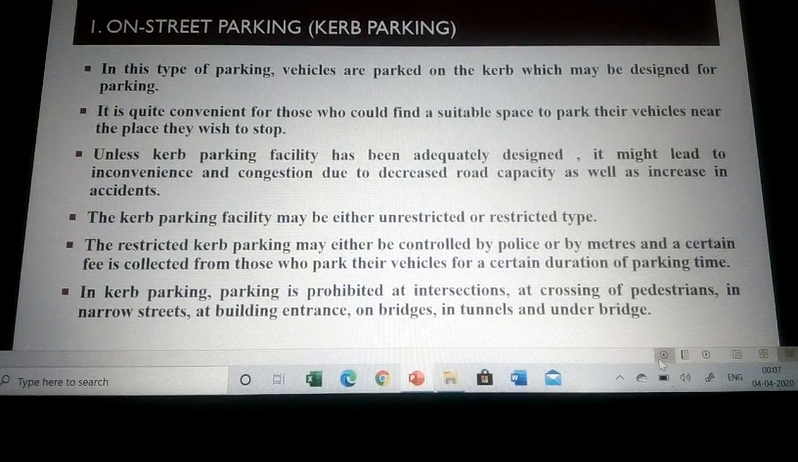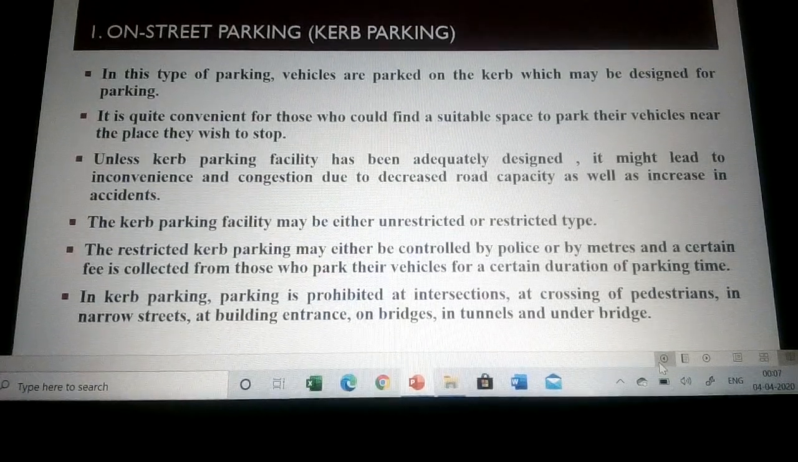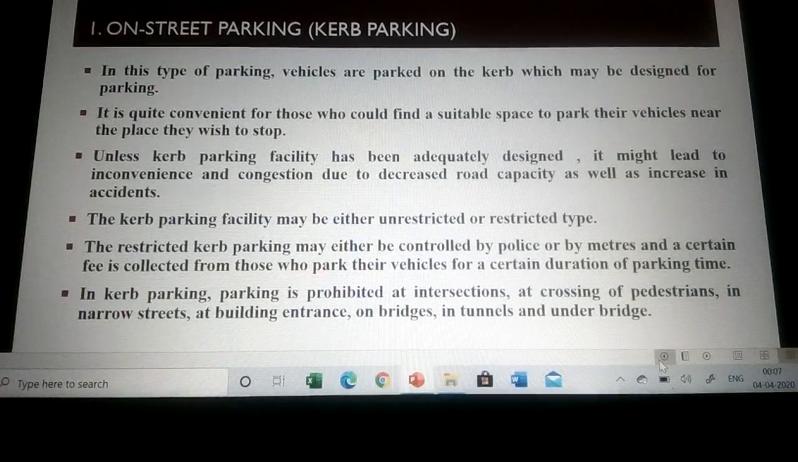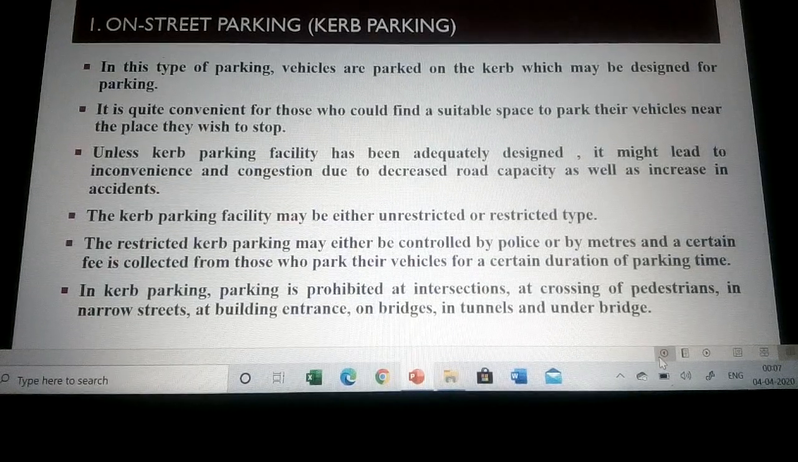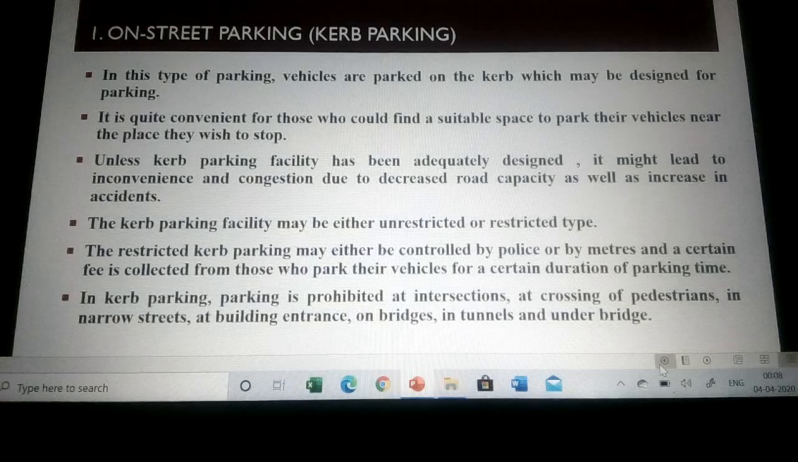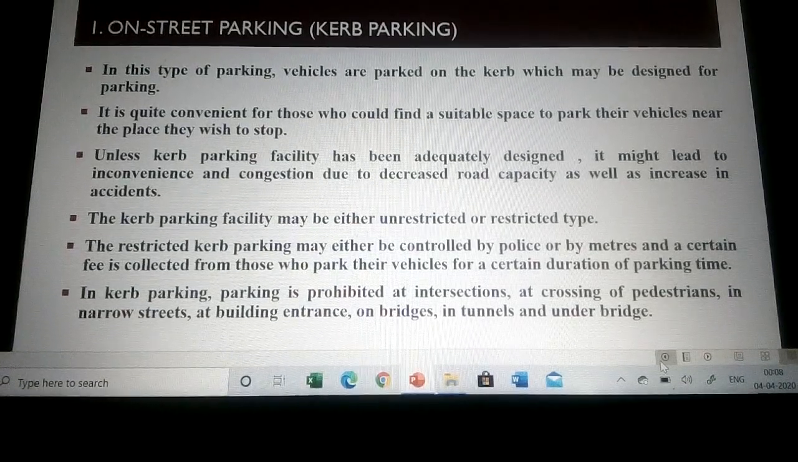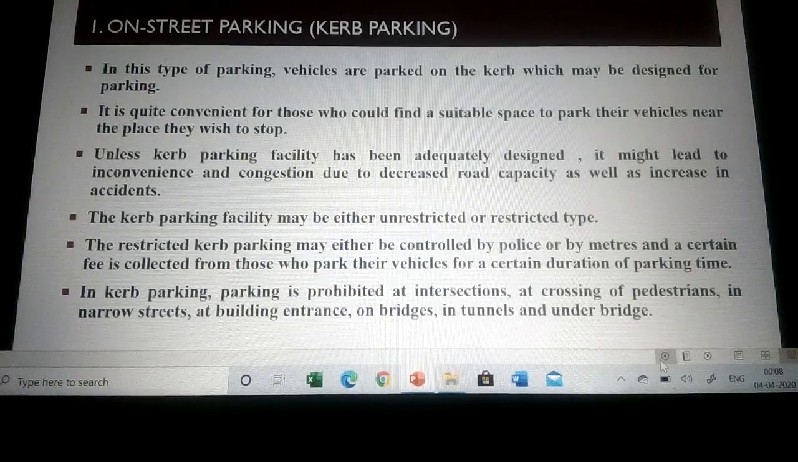In this type of parking, vehicles are parked on the curb, which may be designed for parking, and it is quite convenient for those who could find a suitable space to park their vehicles near the place they wish to stop. Now, unless the curb parking facility has been adequately designed, it might lead to inconvenience and congestion due to decreased road capacity as well as an increase in accidents.